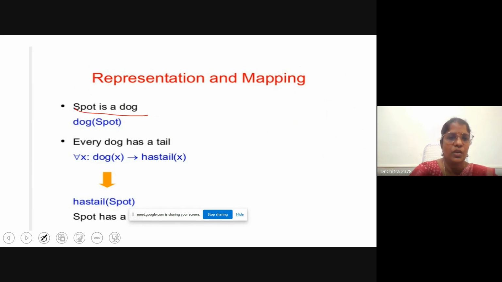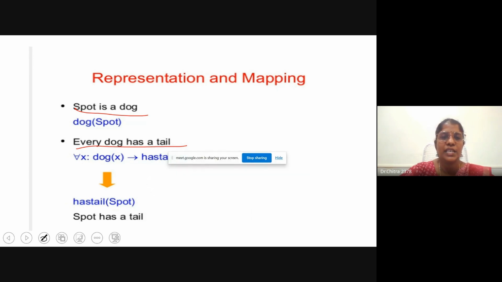Spot is a dog. Every dog has a tail. Then I can map this as Spot has a tail. So this is what is called a representation by predicate logic. This is one kind of representation.